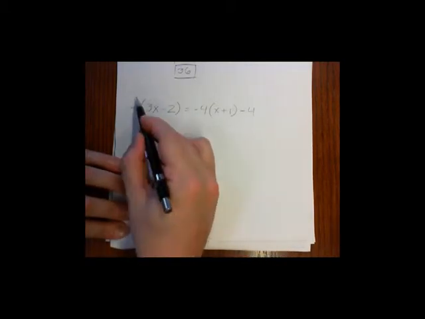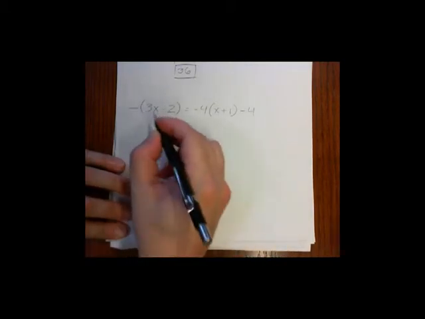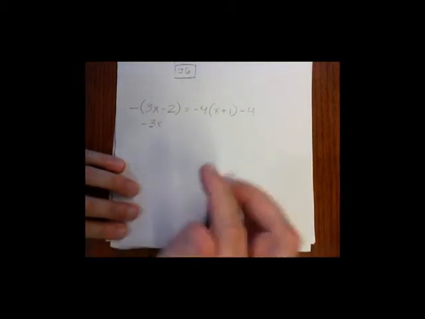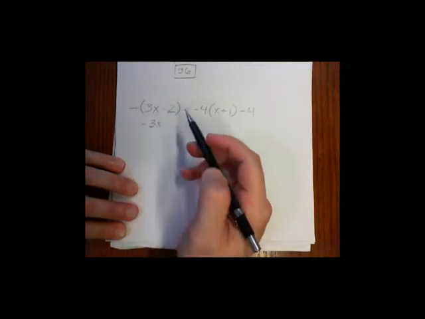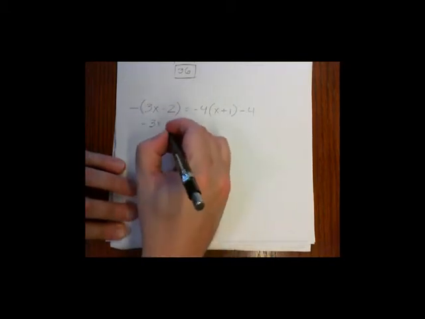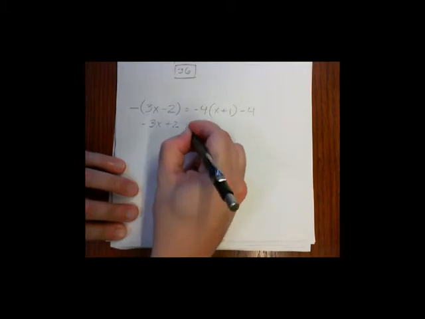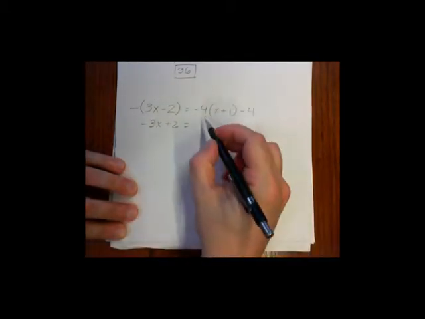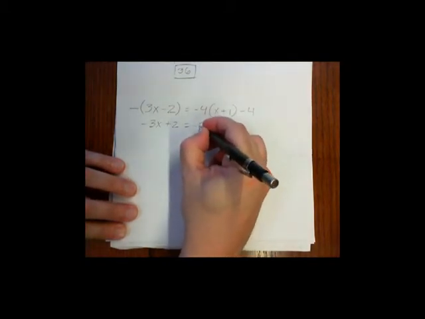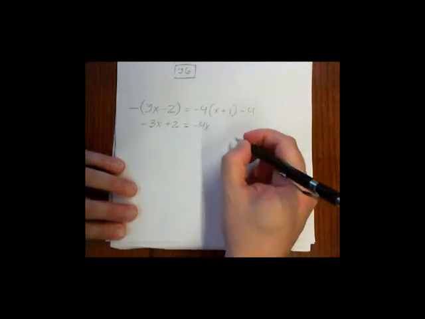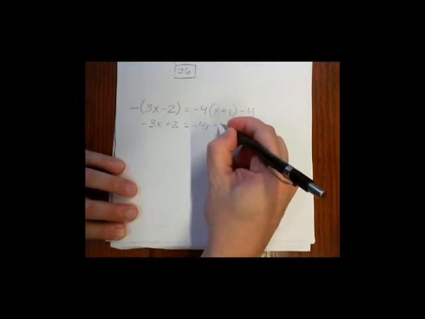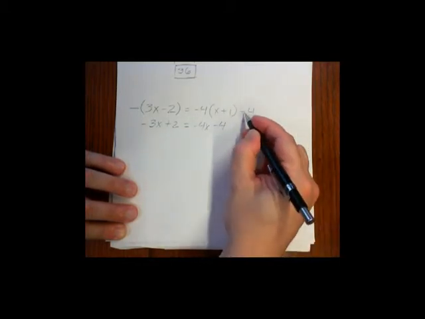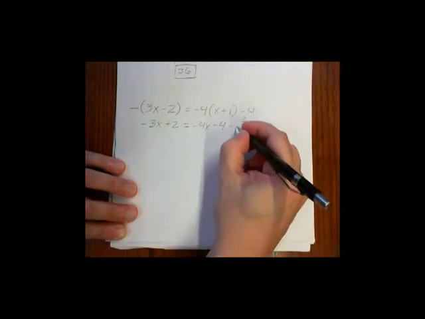So negative, and then we're going to distribute it to the parentheses. A negative times a positive 3x would equal a negative 3x. And then a negative times a negative 2 is negative times negative. That would be plus 2. Let's go ahead and distribute the negative 4 through here. Negative 4 times x is negative 4x, and then negative 4 times 1 is negative 4. And then we want to make sure we bring down this minus 4 that was over here on the far right.